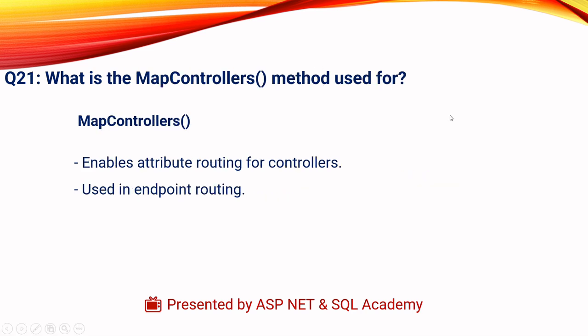The MapControllers method is used in the Program.cs or Startup.cs to enable attribute routing in ASP.NET Core. It maps routes defined using Route or HttpGet in your controllers.